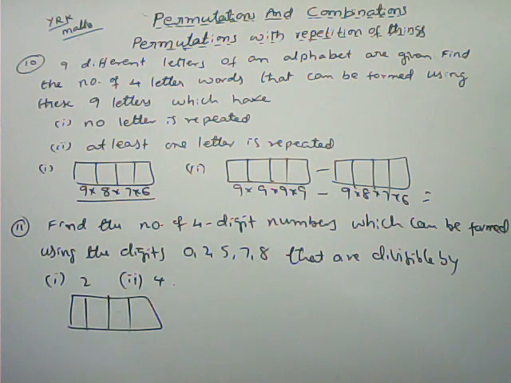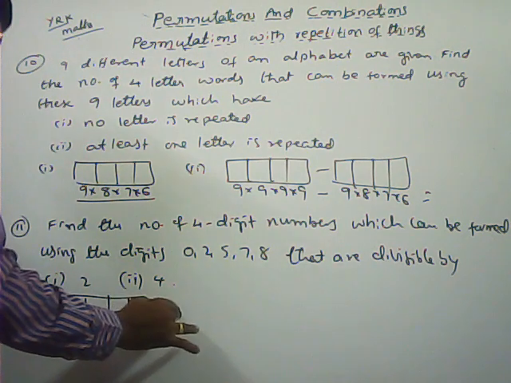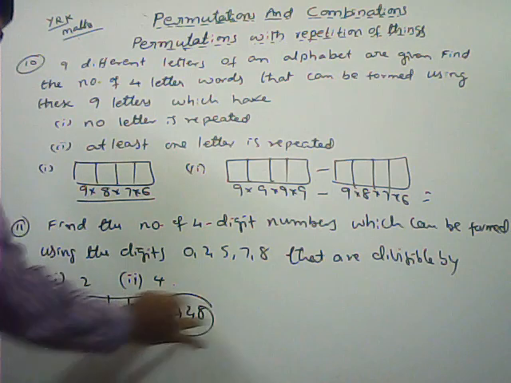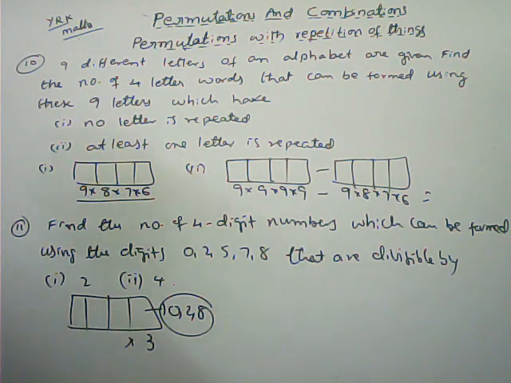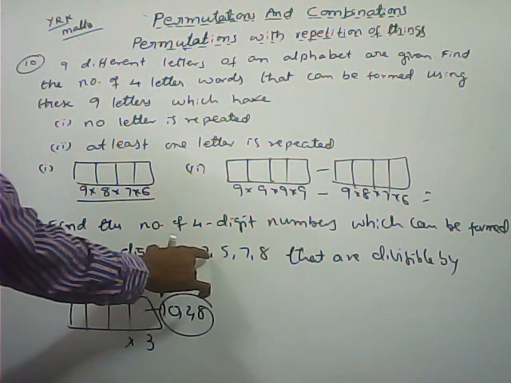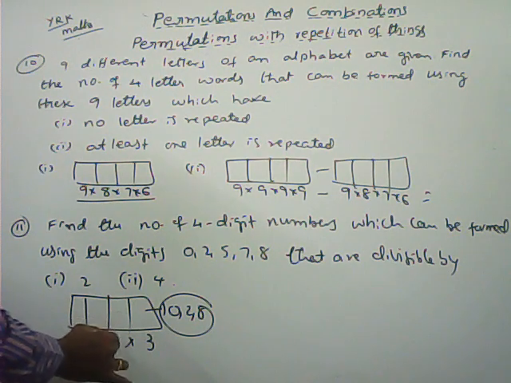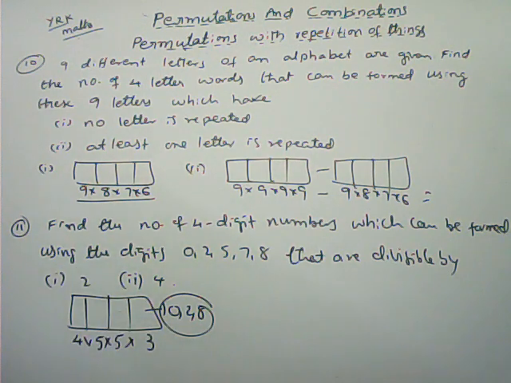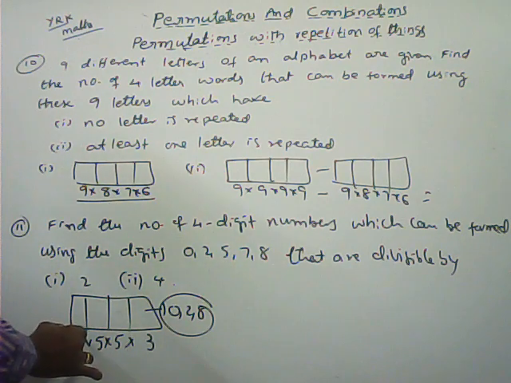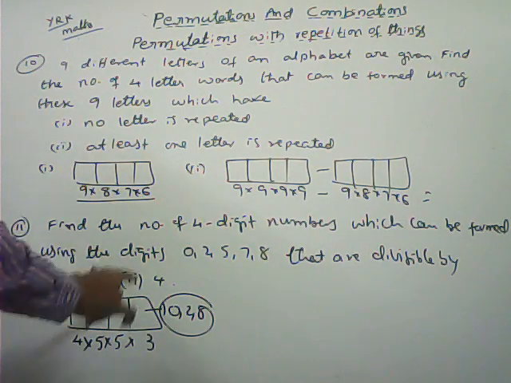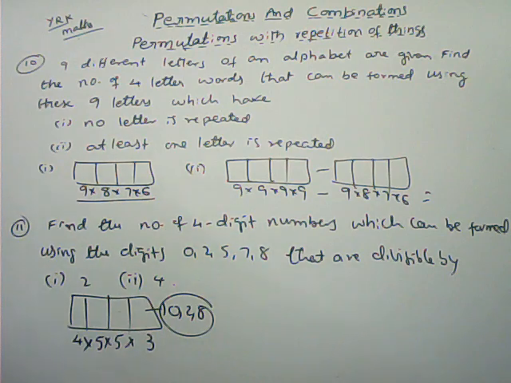So, how many numbers can be formed using the digits, total 5 are there, that are divisible by 2. Divisible by 2 means here we can keep either 0 or 2 or 8. 3 ways are there if it is divisible by 2. And the first one should not keep 0. So 1, 2, 3, 4. 4 ways are there. So here I can keep any one of the 5 digits. Here also I can keep any one of the 5 digits. Total number of 4-digit numbers which are divisible by 2, that is equal to 4 into 5 into 5 into 3.